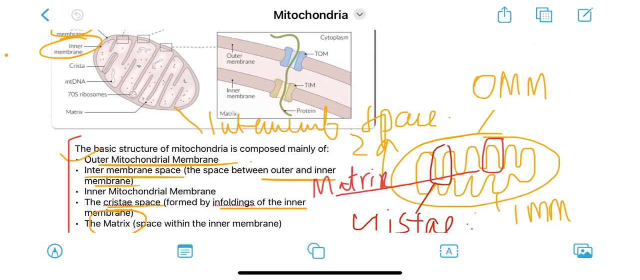So basically this is not all, but a short and quick review of the structure of mitochondria. Stay tuned to learn more about the structure of mitochondria in detail.